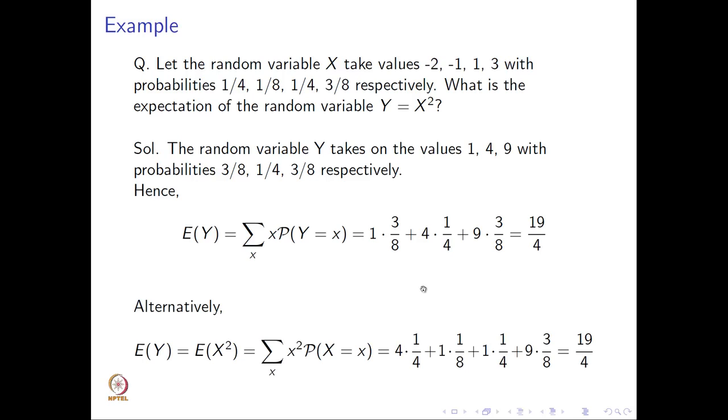Another way to approach this problem is to directly use the relation y equals x square in calculating the expectations. Thus, expectation of y is simply the expectation of the random variable x square. So in the formula for expectation, instead of substituting x, we substitute x square. Thus, we have the sum over all x of x square times the probability of X equals x. Calculating the values, we get the same answer of 19/4.